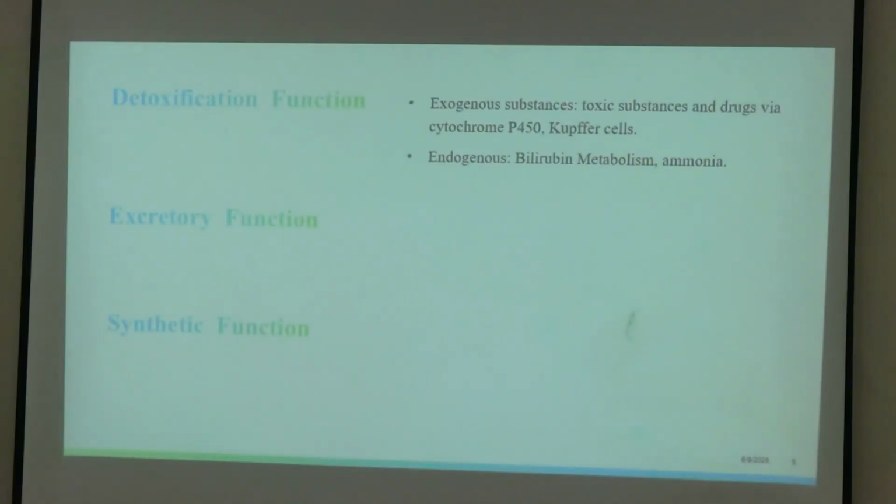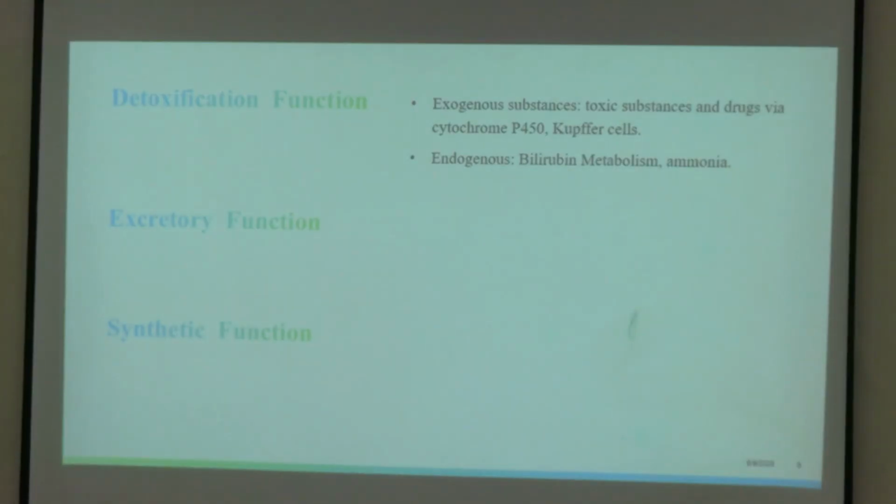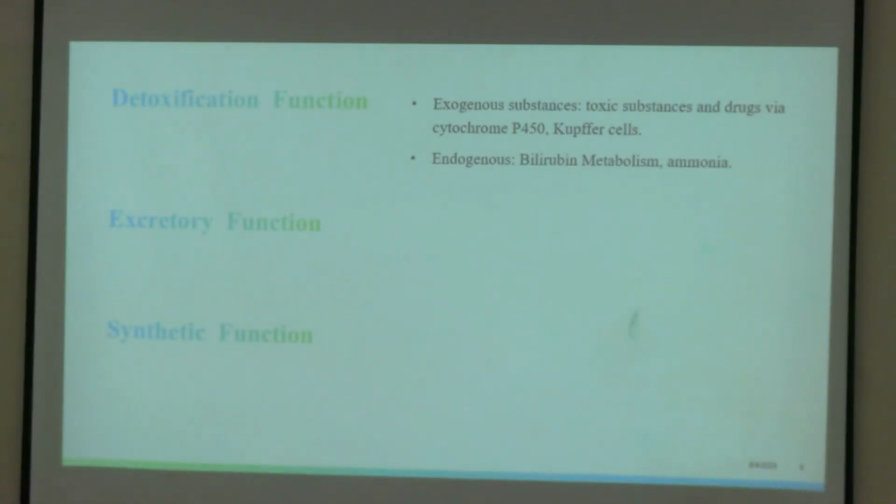Then we have endogenous toxic substances that are produced within the body. For example, ammonia. So that gets excreted out. That get detoxified in the liver. And bilirubin metabolism as well.